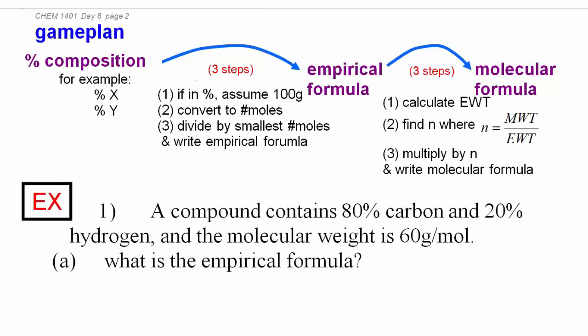Okay, so we need the game plan. We're going to start with percent composition, and we're going to end up with molecular formula. So how do we get there? Notice that an intermediate step is empirical formula. So let's just give an example here to give you an idea what empirical formula is.